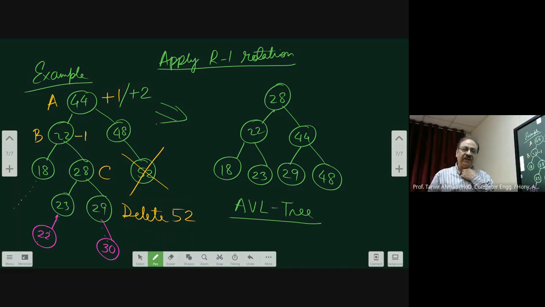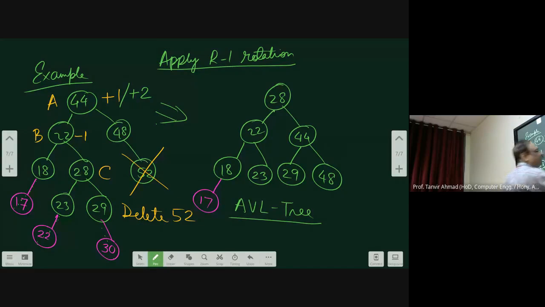At B. Therefore, you must put some node over here. Maybe I might put 17. Now, if this is the case, what you do is that you just attach this over here. You attach 17 over here. You attach over here, you attach 22. You attach, say, 30.